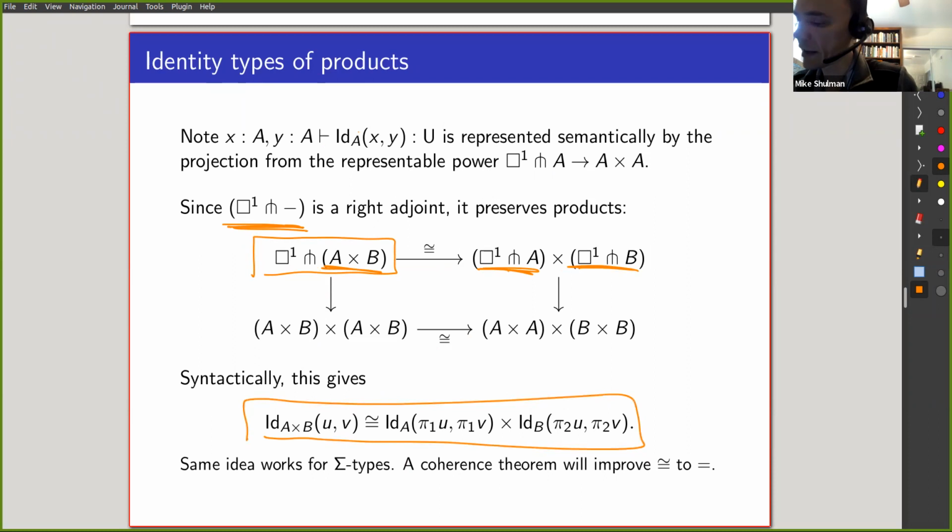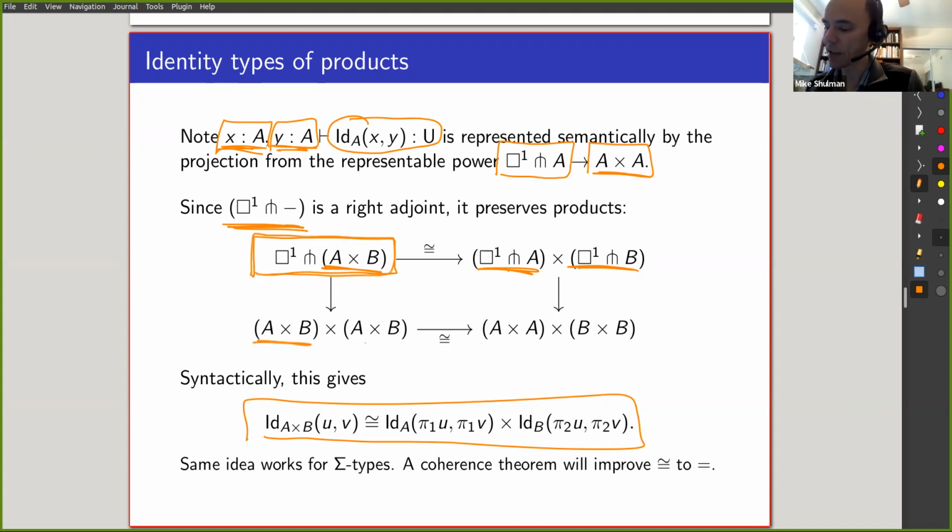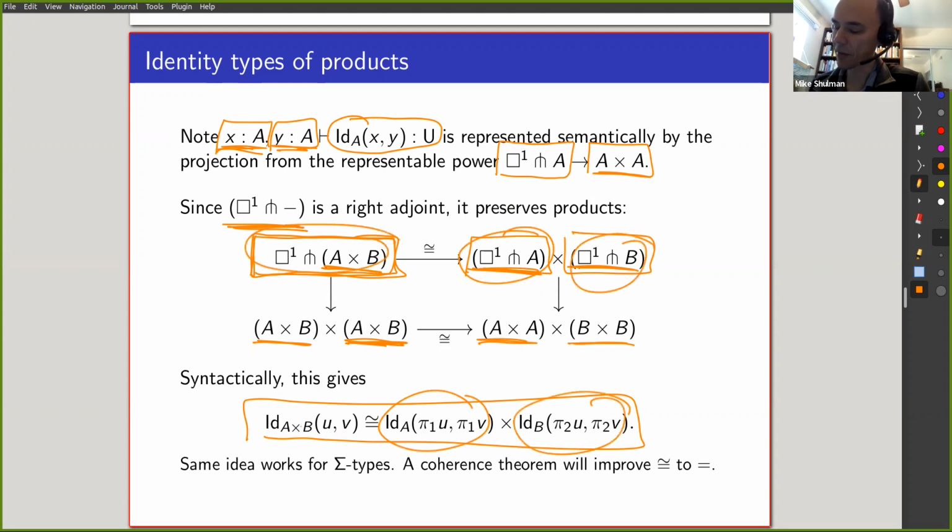The identity type of a type A here is represented by this power, together with its projection to A cross A. So the fibers of this map are essentially the identity types, because this is supposed to depend on two copies of A in the context, which is this thing down here. What I need to understand id of A cross B is to look at this guy living over two copies of A cross B. But this thing is isomorphic to the power of A cross the power of B, which live over two copies of A and two copies of B. So the fibers of this guy are id A, the fibers of this guy are id B, and therefore the fibers of this guy, which is A cross B, are isomorphic to the product of these.